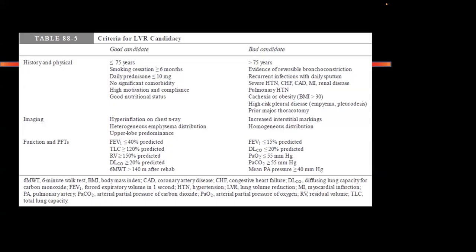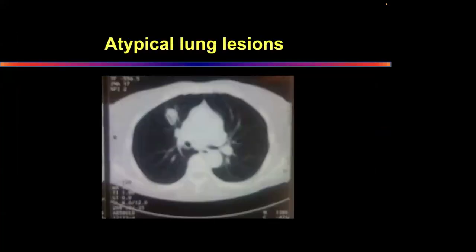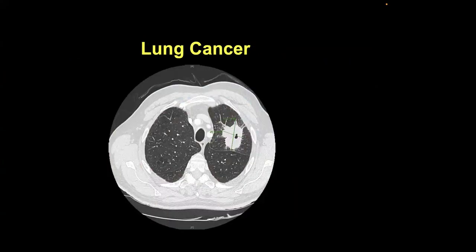So these patients undergo extensive pulmonary rehab before surgery, and once they are prepared, LVRS is done, and they do really well after surgery. Wedge resection is done for atypical lung lesions, commonly seen after transplant or in other immunosuppressed states.